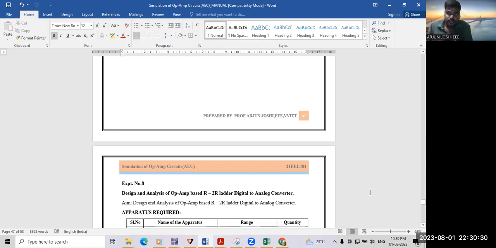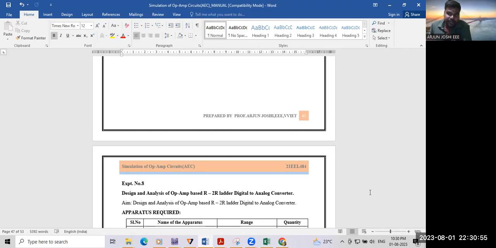Namaste, one and all. As we discussed in the last classes or videos, we covered multiple experiments in the simulation of quantum circuits laboratory. The subject code is 21EEL484. The next experiment is the design and analysis of an op-amp based R2R ladder digital to analog converter.